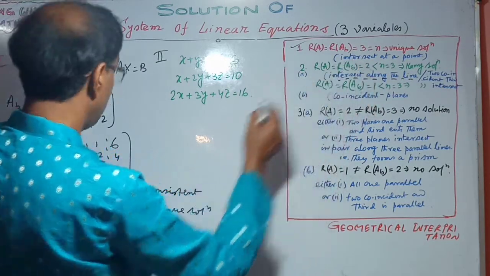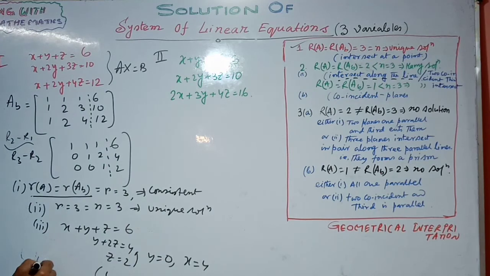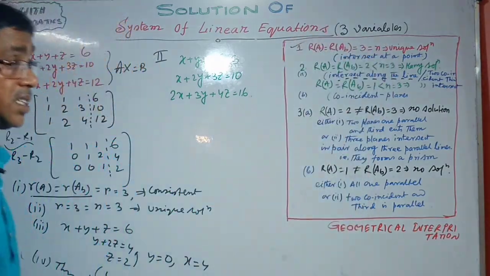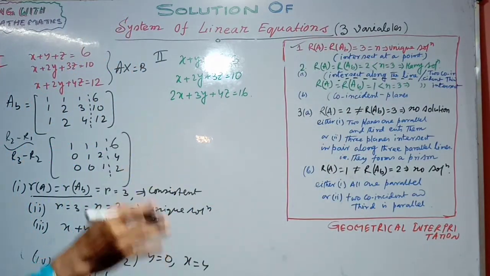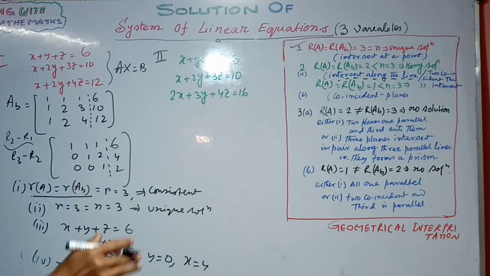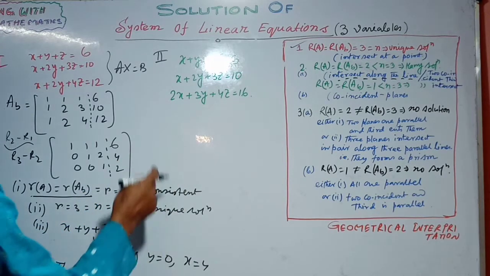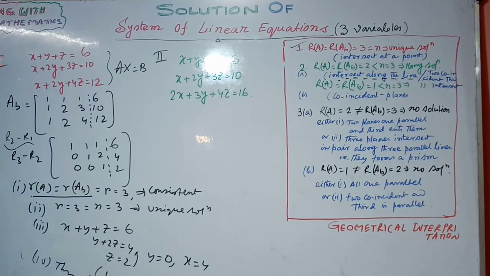Unique solution, thus three planes geometrically intersect at a point. That is, three surfaces, or three faces of a cube, or three faces of the walls at a corner, meet at the point. This is the unique solution and its geometrical representation.